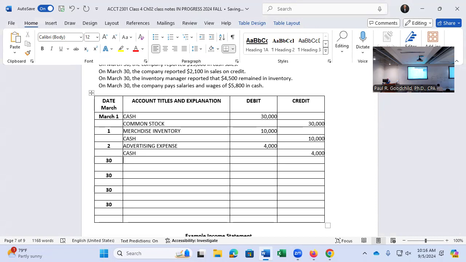On the 30th, the company reported $15,000 in cash sales, so we get cash of 15,000, and sales of 15,000.